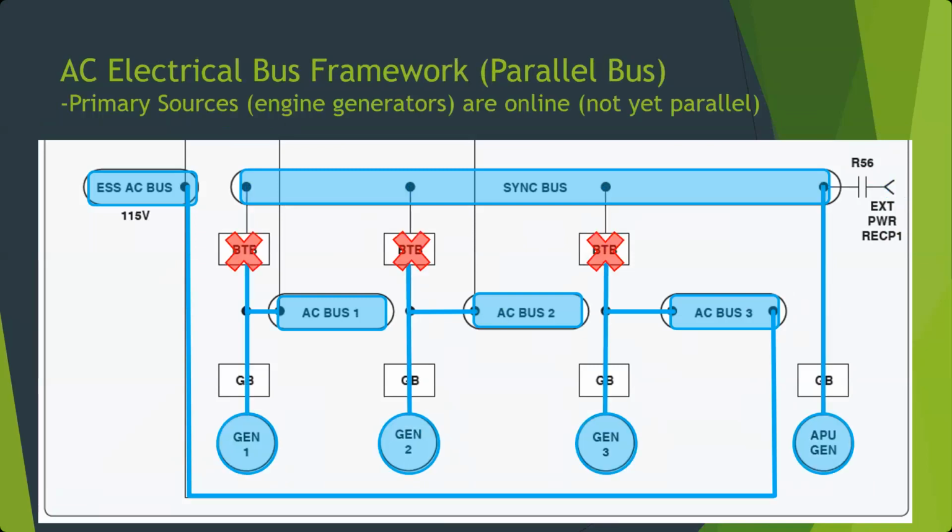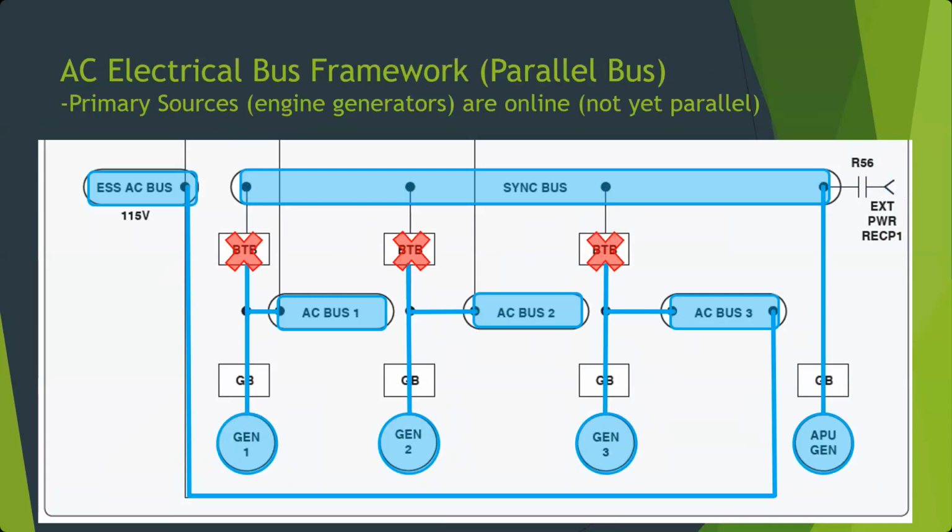But what can happen is those bus tie breakers can be opened once our power sources are on. And the generators, as they're turned on, initially are going to power their individual buses. Okay? But the breakers are open right now. Bus tie breakers are open. This is not yet parallel.